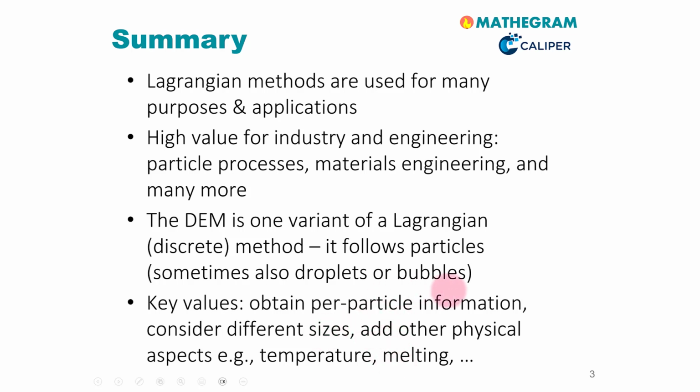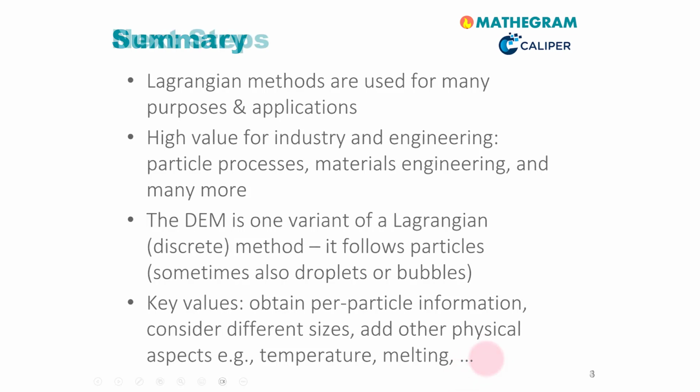Last but not least, one can consider other physical aspects with the discrete element method, since we follow particles, and these are, for example, the temperature of particles, the melting behavior of particles, or for example the moisture content of the particle as it changes in a dryer. All this makes the discrete element method ideally suited for engineering applications like chemical engineering studies, where we are interested in the performance of an industrial process.